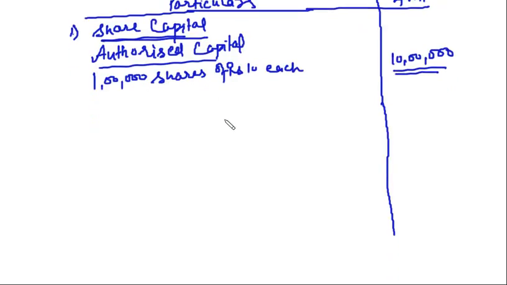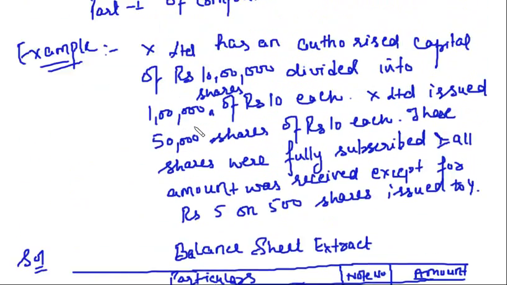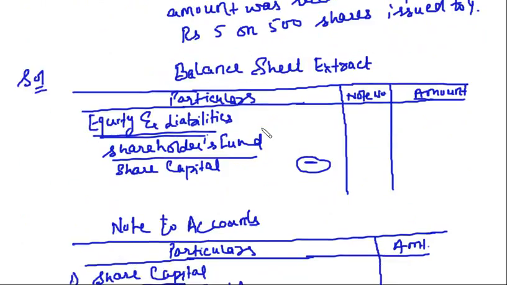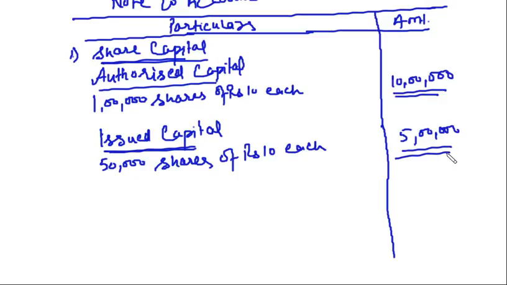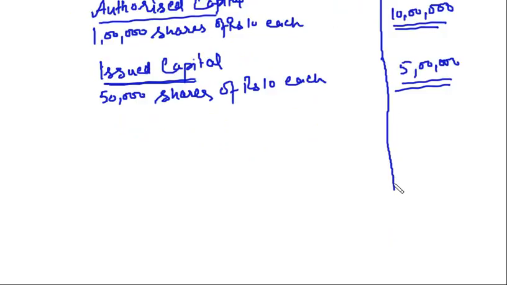What is the second thing I told you? After authorized capital, we discussed issued capital. Issued capital is the amount that the company wants to raise through the issue of shares. Right now, the company wants to issue only 50,000 shares out of the 1 lakh shares that are authorized. So issued capital is 50,000 shares of rupees 10 each, 5 lakh. So authorized amount is 10 lakh, but the company wants to raise only 5 lakh right now. Now, the third and very important part is subscribed capital.